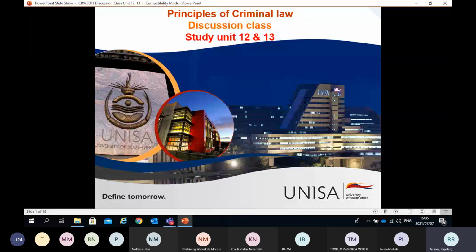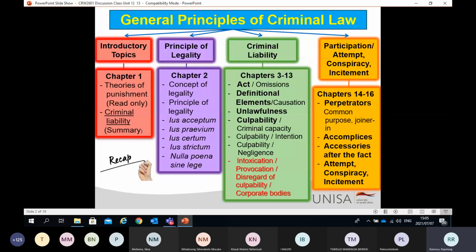Okay, we are on page 169 of your study guide, the effect of intoxication and provocation on criminal liability. Now, when we reach study unit 12, you will notice that we have effectively covered all four general elements of liability: the act, compliance with definitional elements, unlawfulness, and culpability. So we have explained in each instance what is required to satisfy a particular requirement and the factors that affect it or exclude it in terms of the principles of our law. So when we come to Unit 12 and we speak of the effect of intoxication and provocation, we are speaking about the effect of them on those elements of liability.